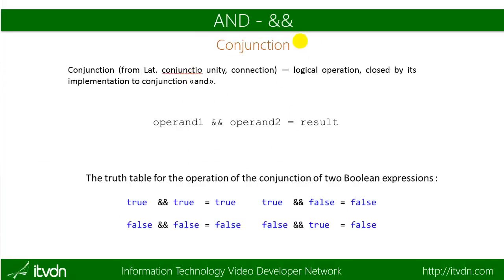Conjunction, you remember, double ampersand signs. Here we have operand 1 and operand 2. We basically have 2 arguments; they can also be called arguments. Argument 1, argument 2. The double ampersand sign here means AND. Operand 1 and operand 2 gives you a result. Truth table for logical conjunction: true and true is true. Every other combination is false.